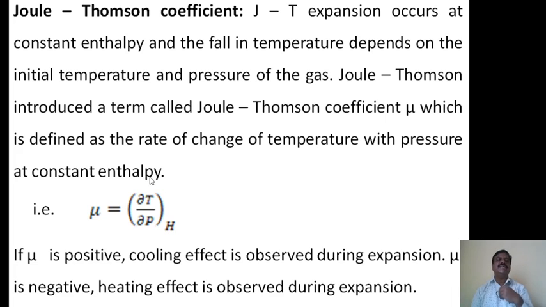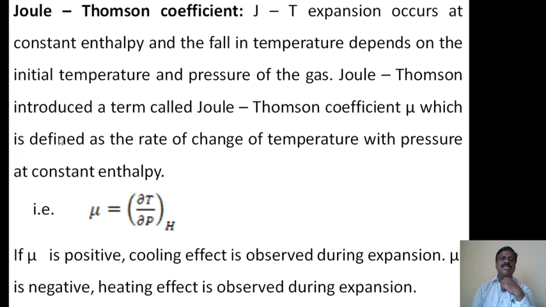Now coming to the Joule-Thomson coefficient, also called the JT expansion coefficient. Joule-Thomson expansion occurs at constant enthalpy, and the fall in temperature depends on the initial temperature and pressure of the gas.